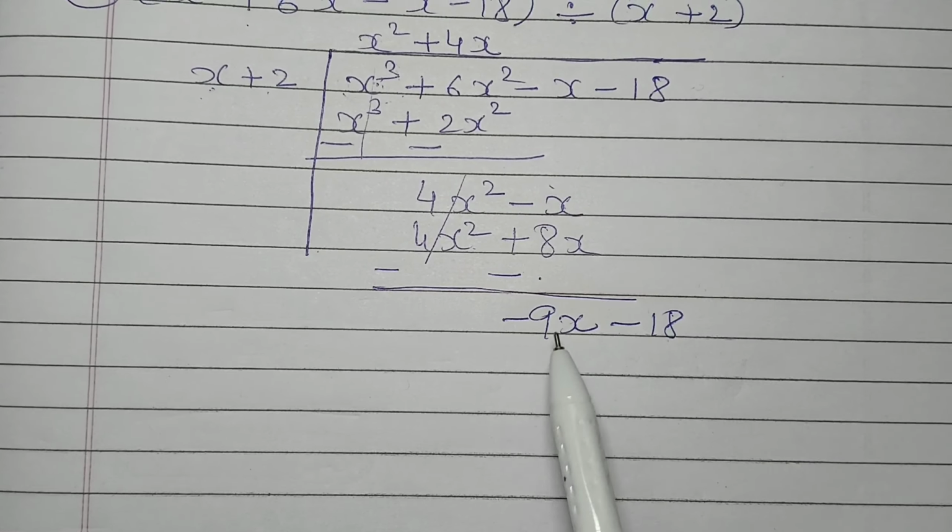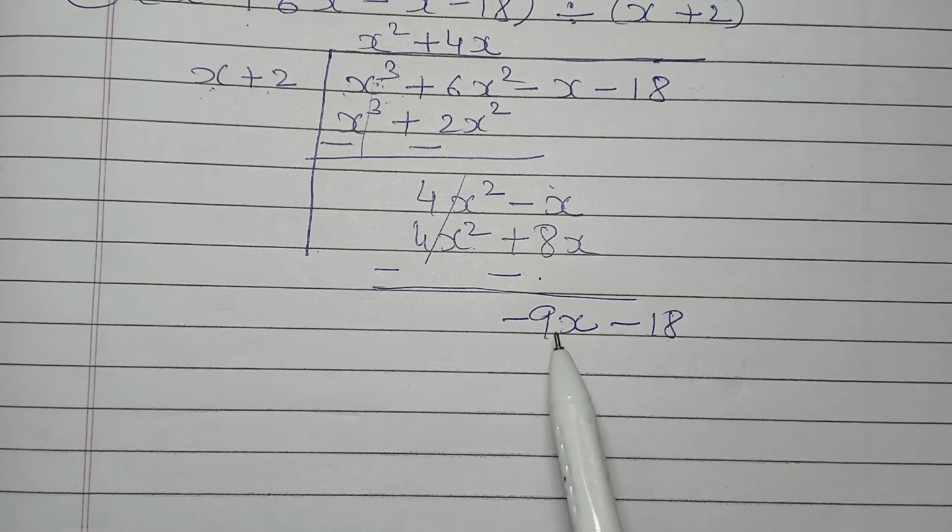Now we'll solve the B question, that is 3x cube minus 26x square plus 41x minus 10, and we'll divide this by 3x minus 5. Now our dividend is 3x cube minus 26x square plus 41x minus 10, and our divisor is 3x minus 5.